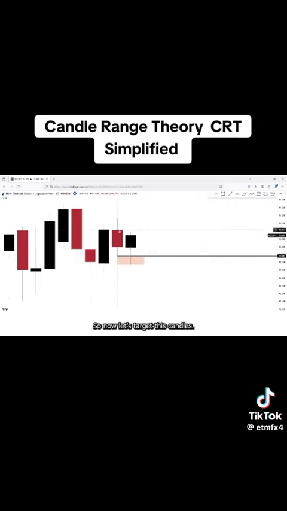So now let's target this candle's range high. This would be the candle range high. So now we have our candle range. So where would our trigger point be? Our trigger point would be the current candle's high. So this would be our trigger point.